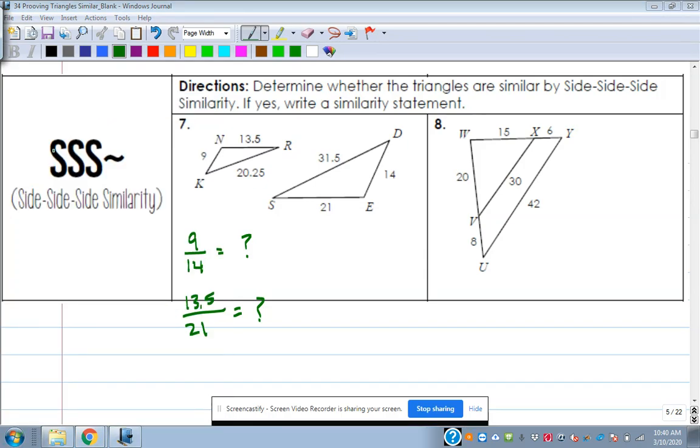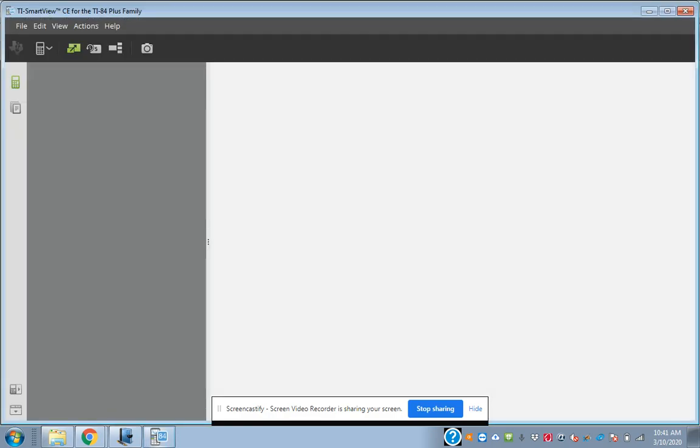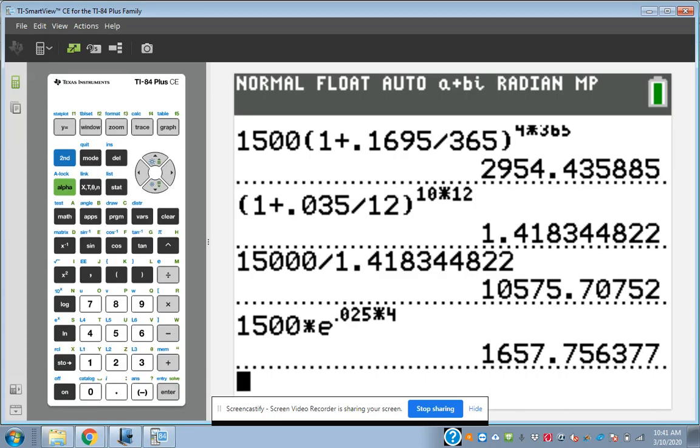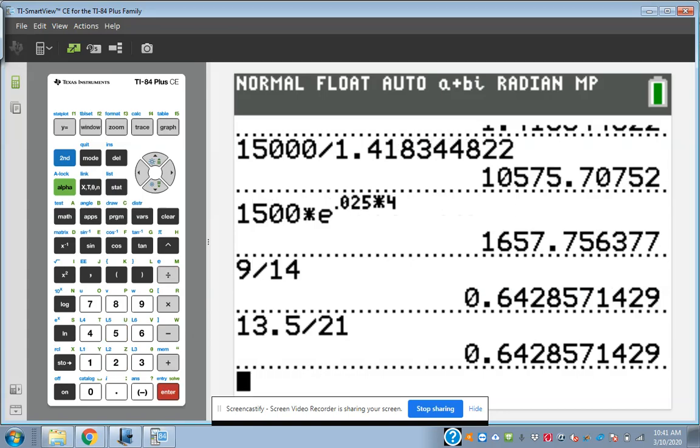No. I'm going to check it and see. I believe they are. You make it like 27 or 21 or 22. Yeah, I mean, you could make it into a whole, and double it and get rid of the decimal. Yeah, that would work. This is how I'm going to check it. 9 over 14 is that ratio. 13.5 over 21. The exact same ratio.